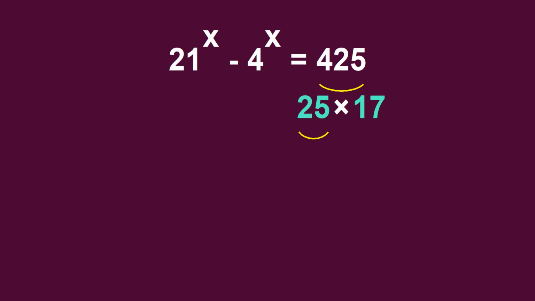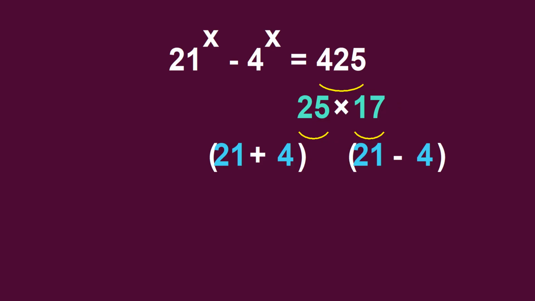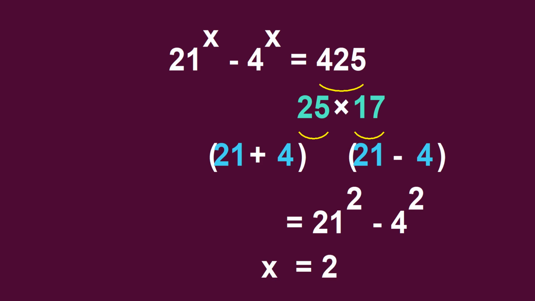Next, you are going to break down 25 into the summation of 21 plus 4 and express 17 as 21 minus 4. And now we have the difference of two squares form, which can be written as 21 to the power 2 minus 4 to the power 2. By comparing both sides of the equation, it's clear that x equals 2, and this is our final answer for this problem.